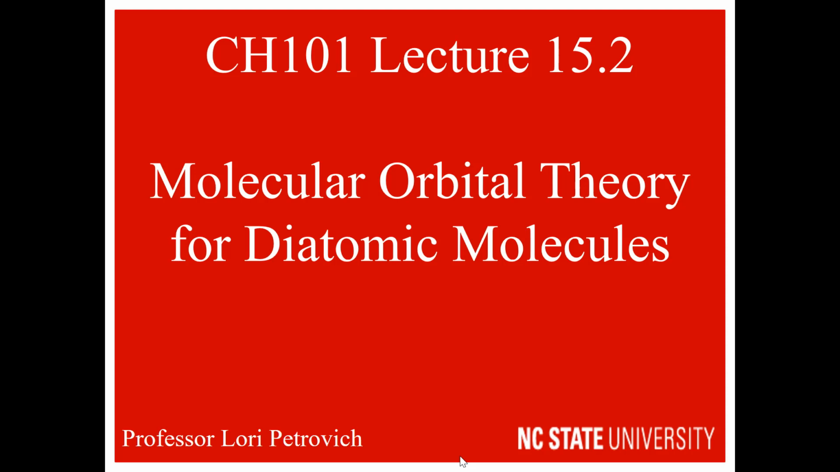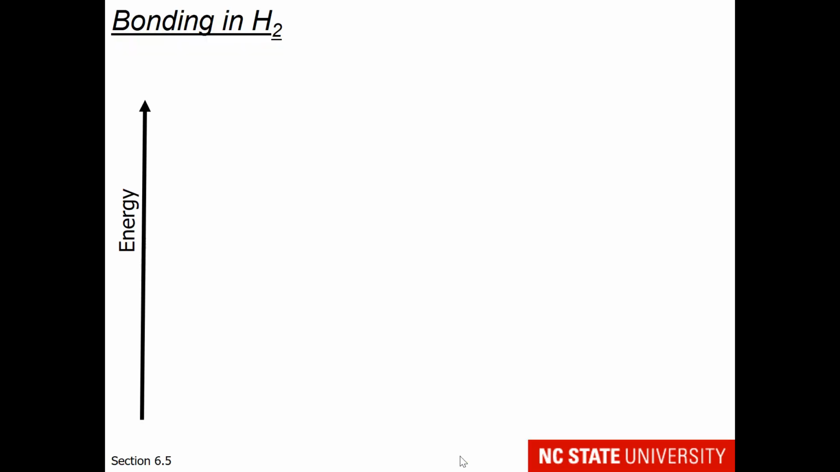Now that students are familiar with bonding and antibonding orbitals, it's time to start molecular orbital theory for diatomic molecules. Diatomic molecules are composed of two atoms, and as usual, we'll start with the simplest example and build on that with bonding in the hydrogen molecule.